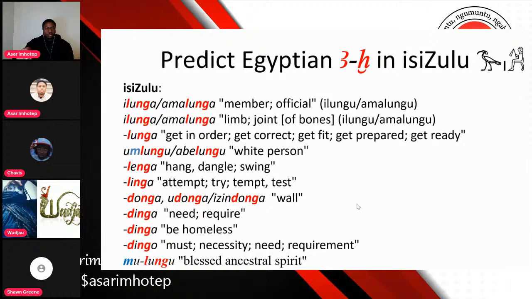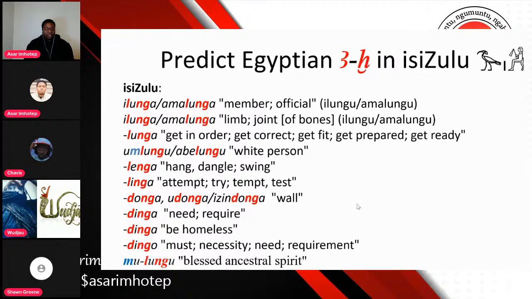Does that look like a white person? I would say no. We have linga, to hang or dangle or swing. Does it look like he's hanging or dangling? Nope. That would be excluded, on the far end of exclusion. Alrighty, and then linga, attempt, tried, or to tempt, to test. Does that sound like excluded?